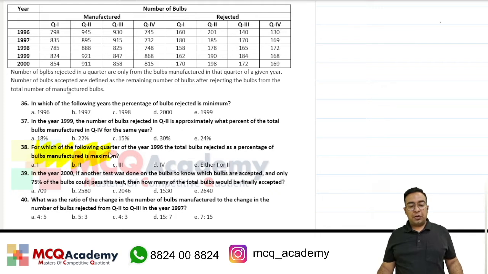For which of the following quarters of the year 1996 is the total bulbs rejected as a percentage of bulbs manufactured maximum? Which means आपको यहाँ पे 96 को कंसिडरेशन में लेना है और आपको रिजेक्टेड बल्ब्स का परसेंटेज यहाँ पे आइडेंटिफाई करना है कि किसकी वैल्यू यहाँ पे मैक्सिमम है। तो देखिए क्या हो रहा है, 96 की अगर बात करते हैं, so for quarter 1 this percentage will be 160 upon 798.